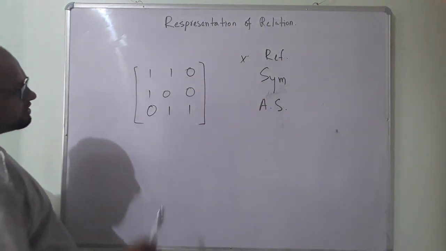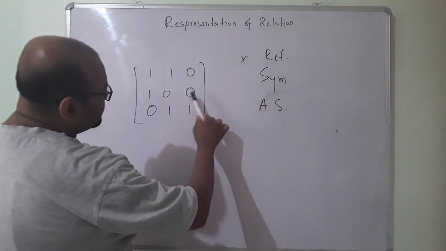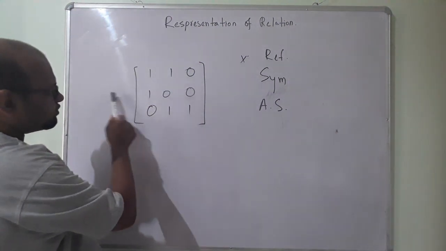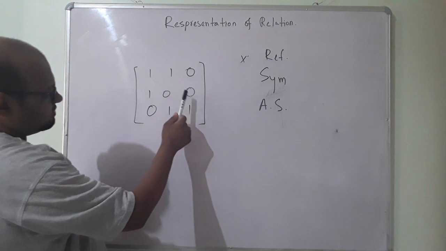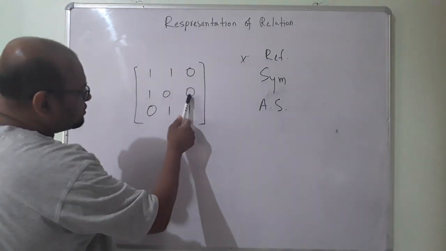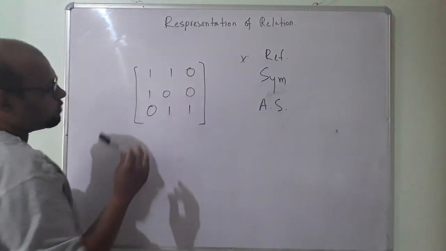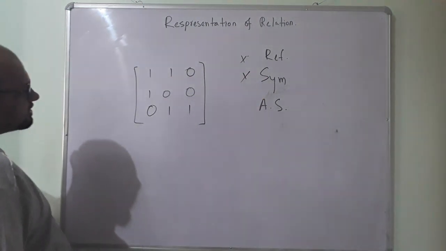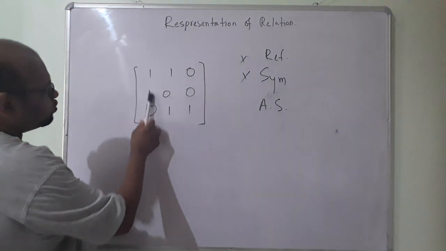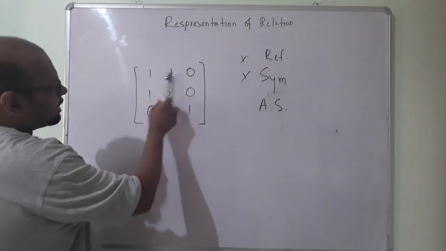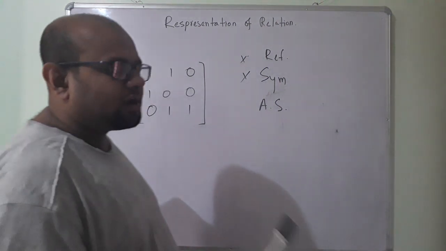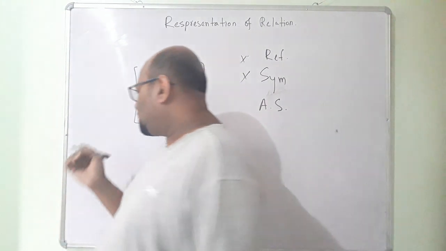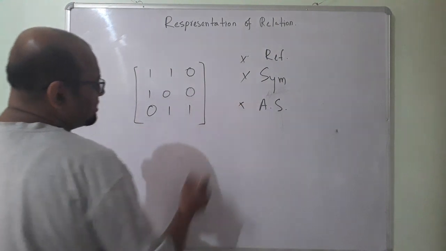Is it symmetric? See over here, I have this 1 in here and a 0 in here. This position is (2, 3), right? So in (2, 3) I have 0, in (3, 2) I have 1. So this is not symmetric. Is it antisymmetric? See over here, (2, 1) is 1 and (1, 2) is 1. So both of them are 1, but 1 is not equal to 2, right? So because of that we know this is not antisymmetric.